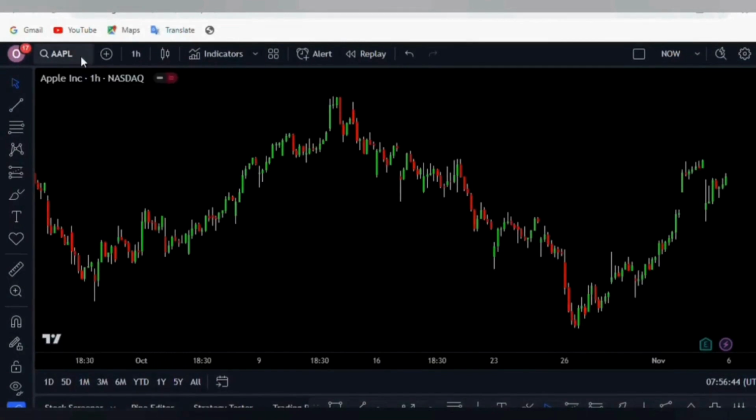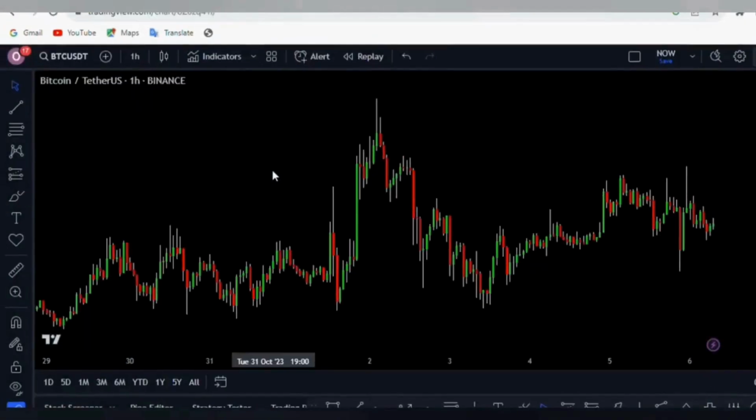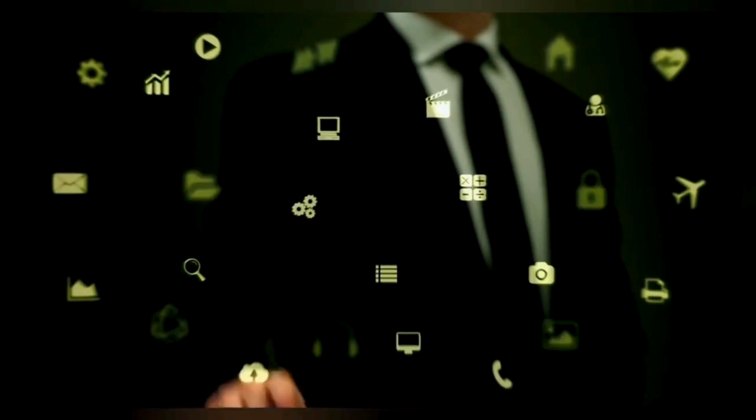Firstly, open the TradingView and select the BTC-USDT currency pair. I will set my time frame to 15 minutes for this strategy. Keep in mind that you can apply this method to all time frames, and it can be profitable on any of them. Now, let's add indicators to our chart.